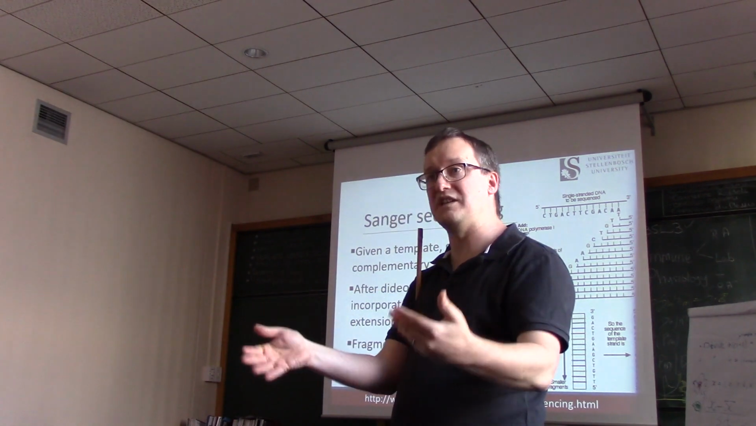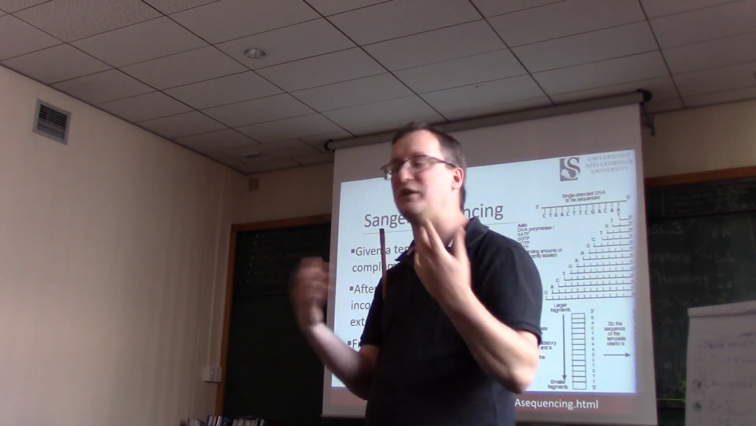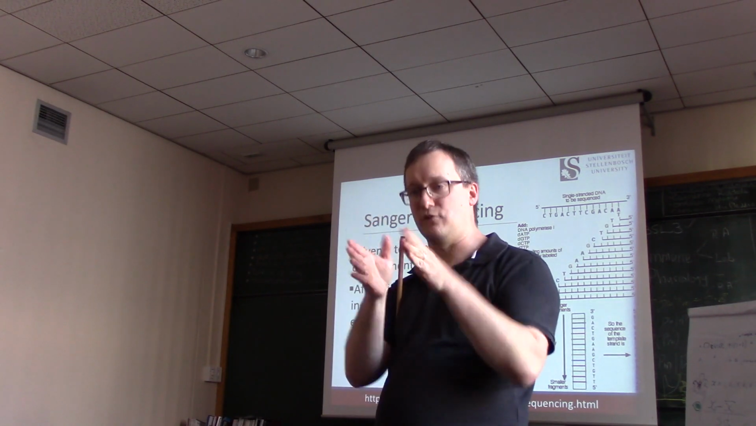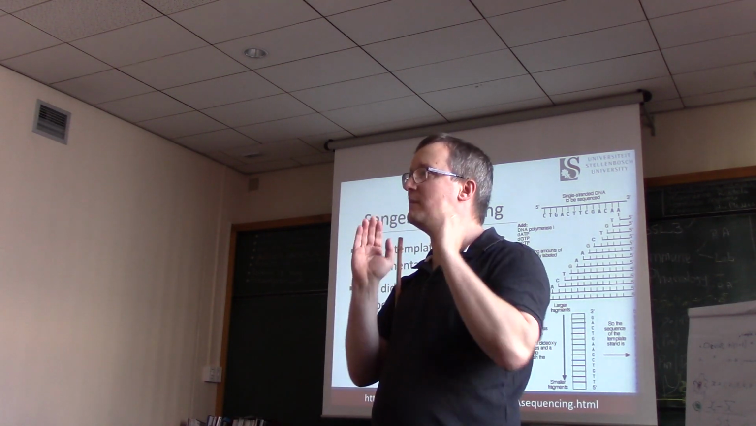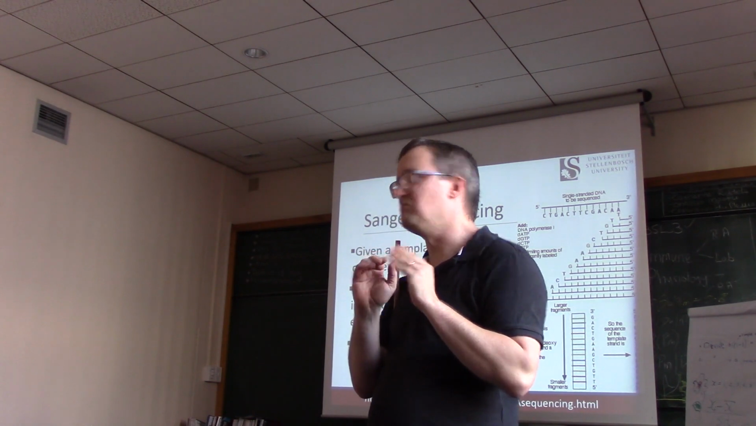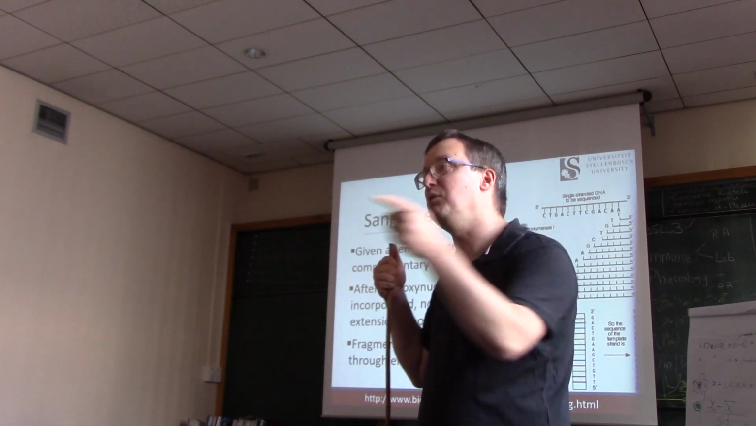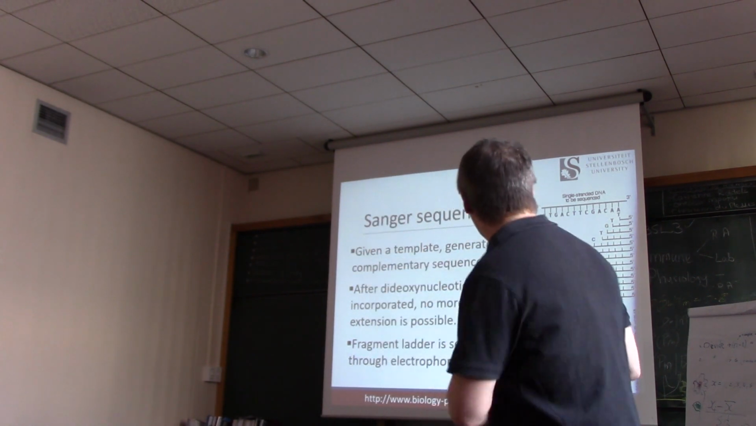So you might start with a template and then polymerize out a whole bunch of complementary strands, but some fraction of those are going to stop after, say, 10 nucleotides. Some fraction are going to stop after 11 nucleotides. Some will stop after 15. And so you have this variety of complementary strands that have been built.